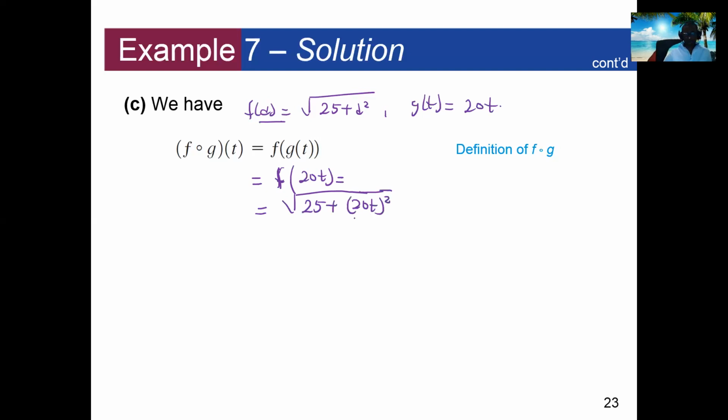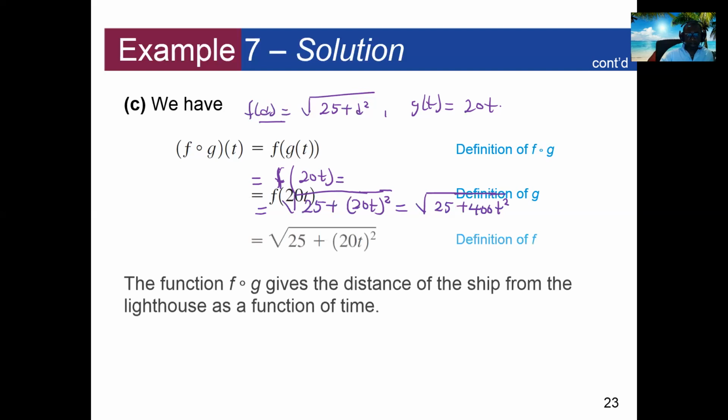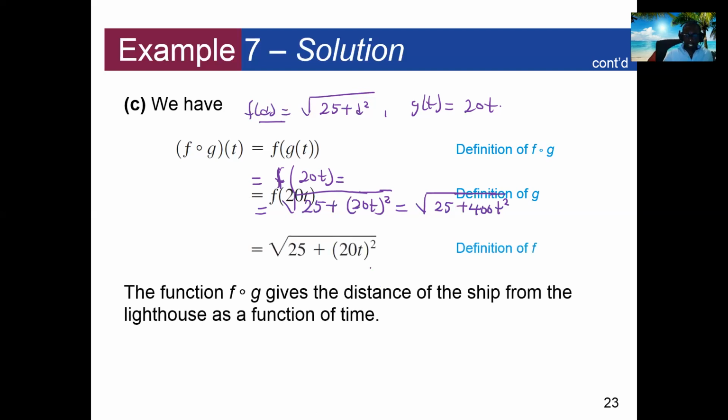If I want to simplify that, then that would be the square root of 25 plus 20 squared, which is 400, times t squared. Now, what does this expression that we just got represent? This composite function, f composed with g, gives the distance of the ship from the lighthouse as a function of time.